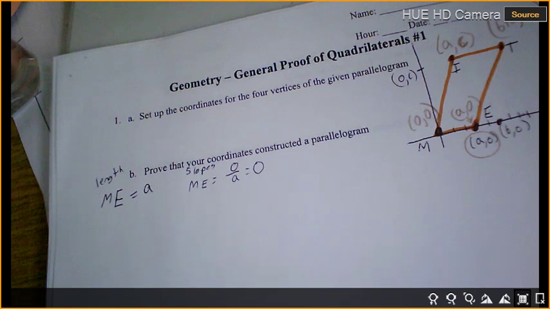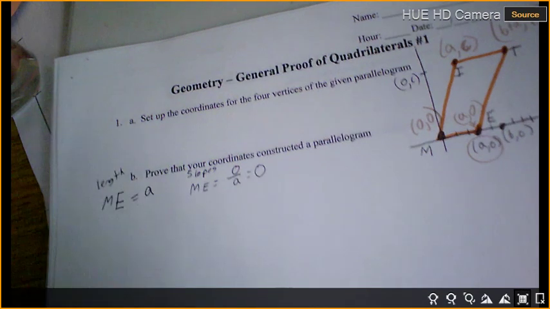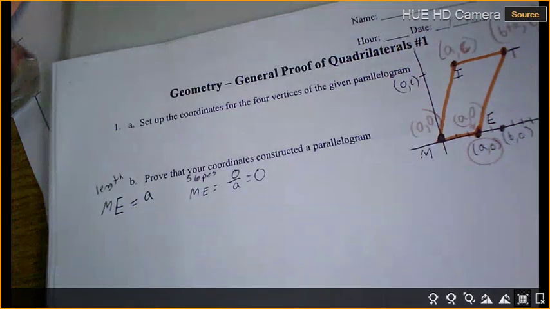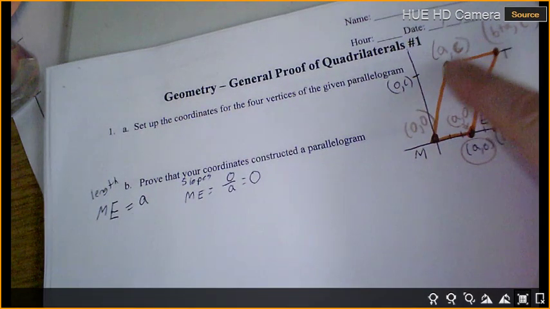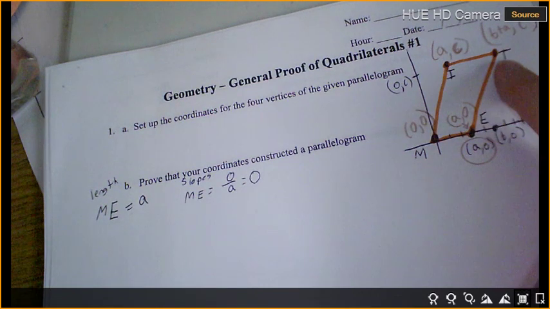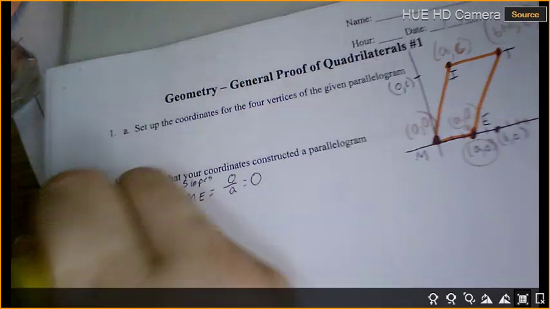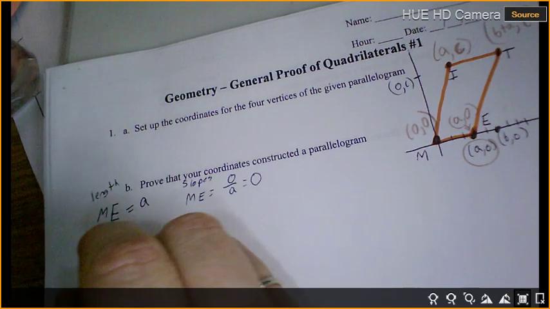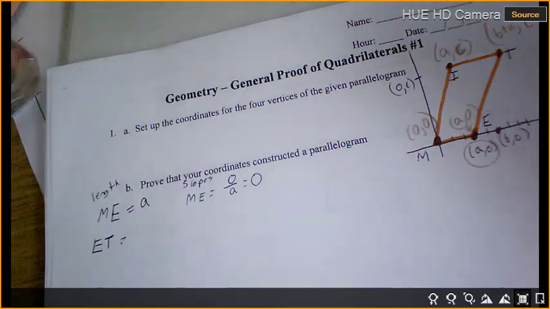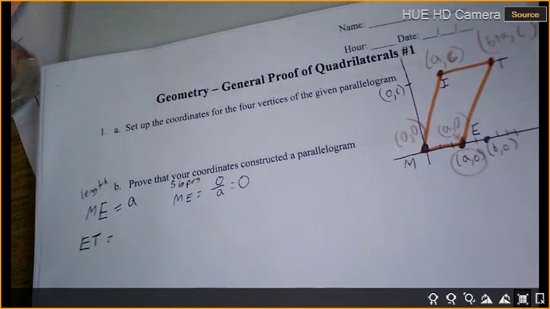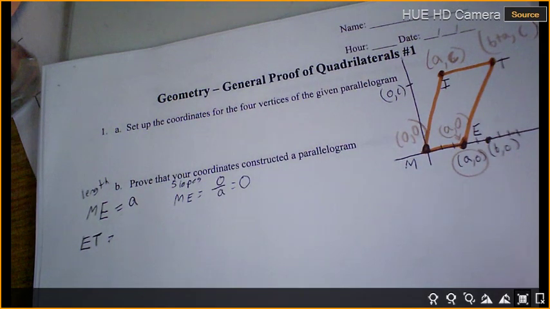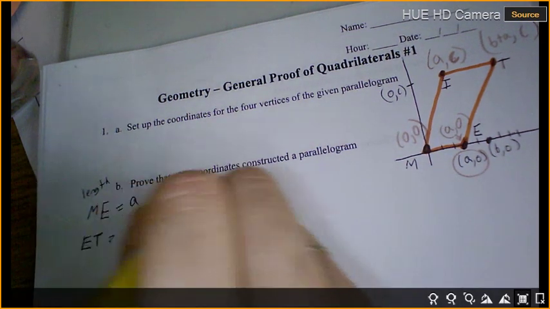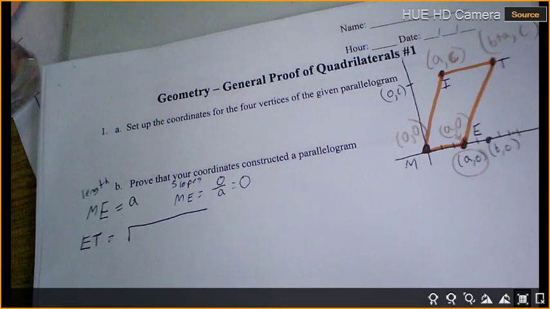Let's talk about from E to T. Do you want to do the other easy one first, or do you want to do one of these hard ones? Because we can skip and go from I to T. Okay, I'm going to do E to T unless there's complaints. So I'm going from E to T. We're just going to put this in the distance formula, just like we did for the other ones.